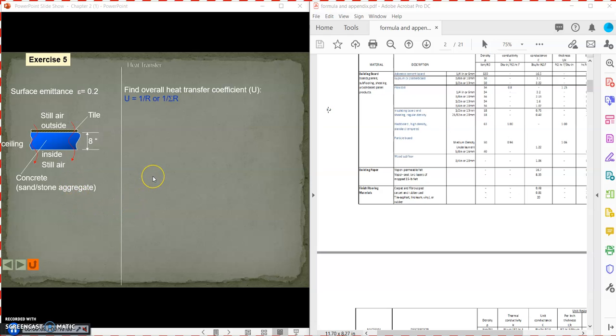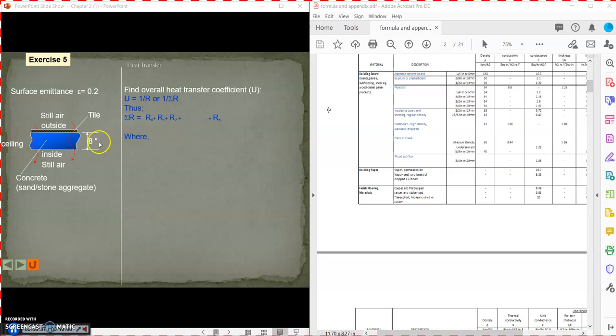So the question is to find the overall heat transfer coefficient U. U is equal to 1 over R or 1 over the sum of R. Now let's go to the sum of R. As with the previous one, we have to divide it into several R values, which are R0, R1, R2, and R3 here.